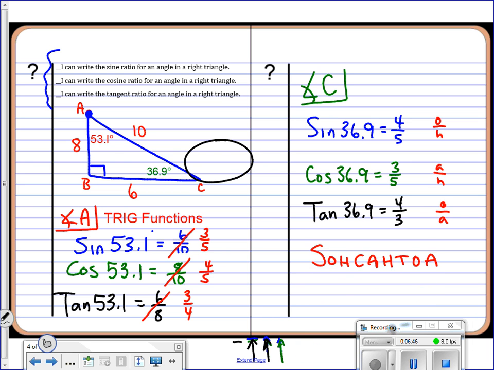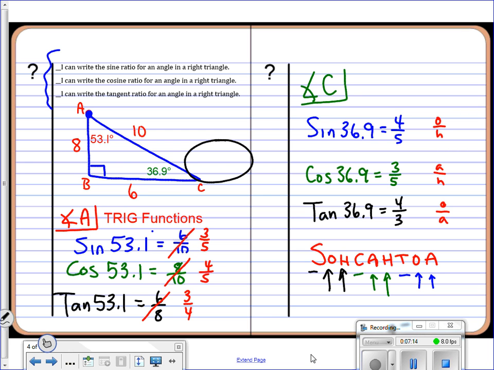Now what I'd like to do is tell you about Sohcahtoa. It sounds like a cool name, doesn't it? But really, if you can remember Sohcahtoa, it'll help you remember these trig functions. You see, the sine function is opposite over hypotenuse. The cosine is adjacent over hypotenuse. And the last one, tangent, is opposite over adjacent.